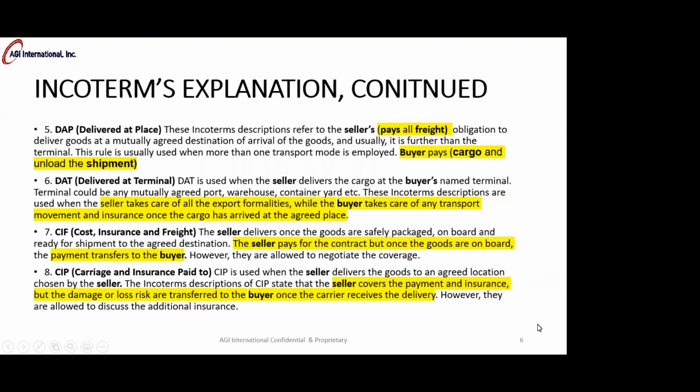The CIP carriage is about insurance and paid to. This is, the seller delivers the goods at an agreed upon location by the seller. The CIP states that the seller covers the payment and insurance, but the damages or loss are transferred to the buyer once the carrier receives the delivery. Again, this is one of those that you can have additional insurance. You can set it up a special way if you want to, but that's what the CIP, the basic meaning of that is carriage insurance and paid to.